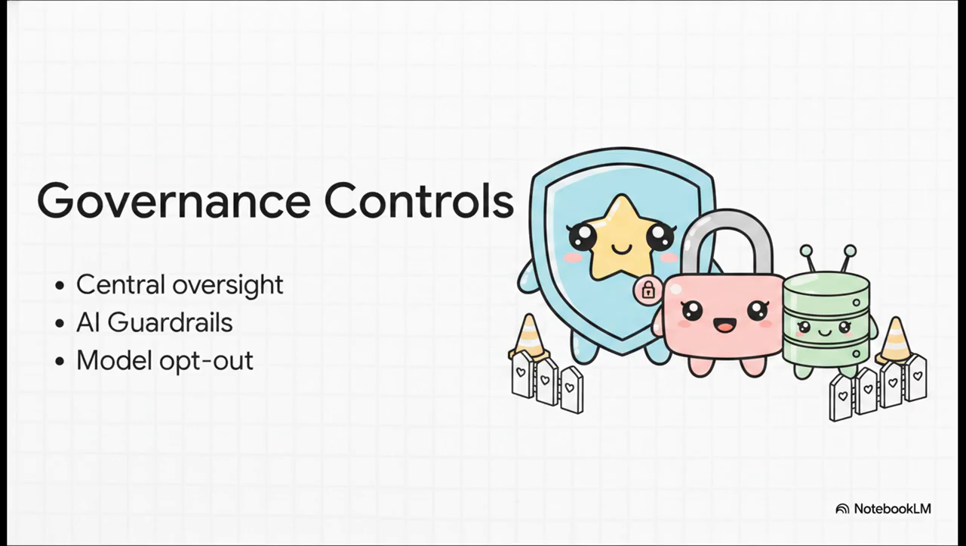And for the big enterprises, there is an automatic AI model opt-out, which guarantees your private data is never used to train someone else's AI. It is completely safe, compliant, and totally under your control behind the scenes.